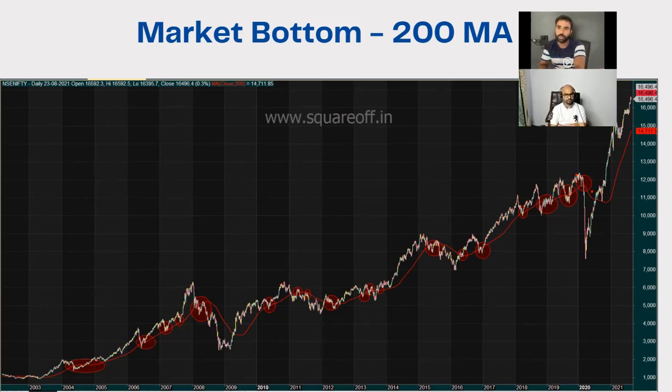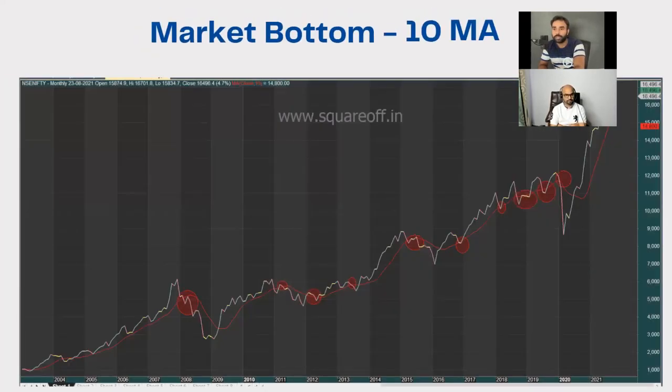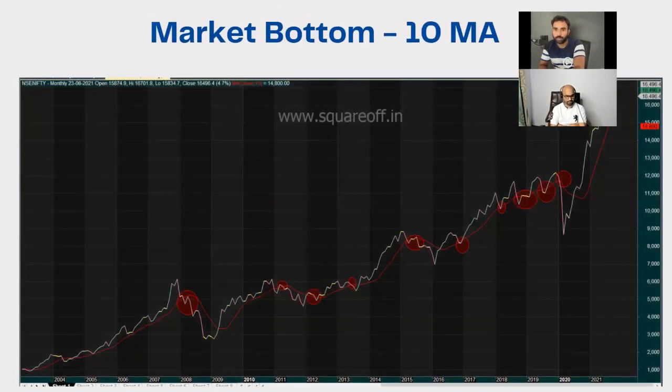So instead of the 200-day moving average, the better solution would be to apply a 10-month moving average on a monthly chart. The 10 MA is much better. The 200-day moving average is completely different from 10 months. 200 days is almost 10 months, but you are applying the 200 on a daily chart, and when you apply it on a daily chart, it gives you a lot of noise. But when you apply the 10-month moving average on a monthly chart, you can see there are very few whipsaws.